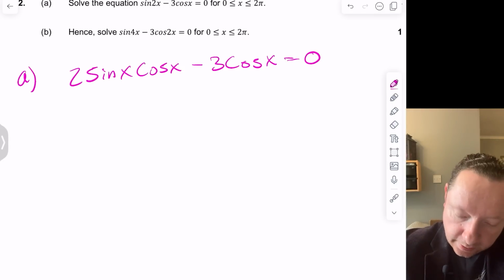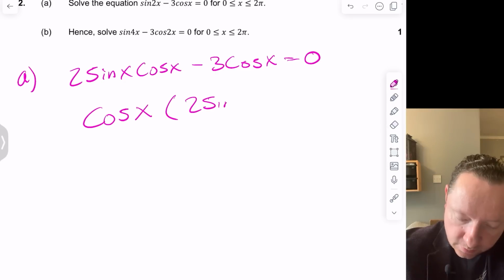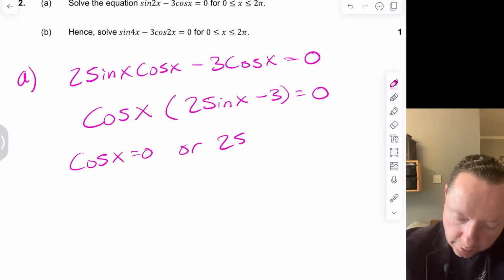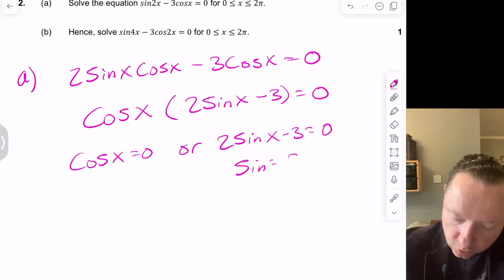So this here, I've got a common factor of cos x. So I can just take cos x straight out. I've got 2 sin x left. And then I've got minus 3 is 0. So that means that cos x equals 0, or this whole equation equals 0. So I just solve them separately. So cos x equals 0, 2 sin x minus 3 is 0, so sin x is 3 over 2.